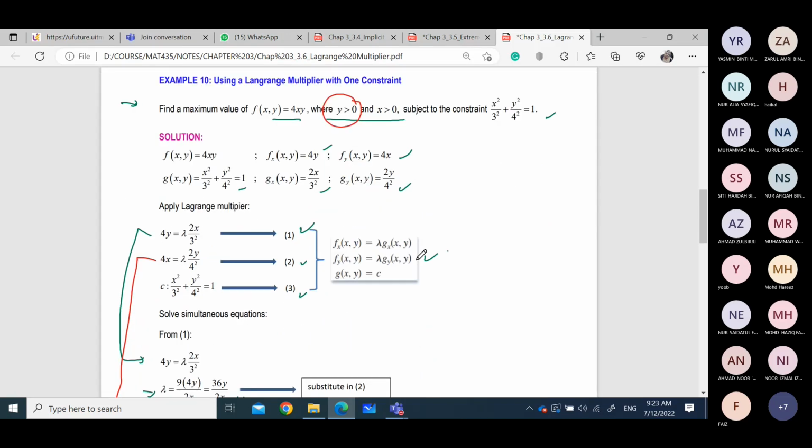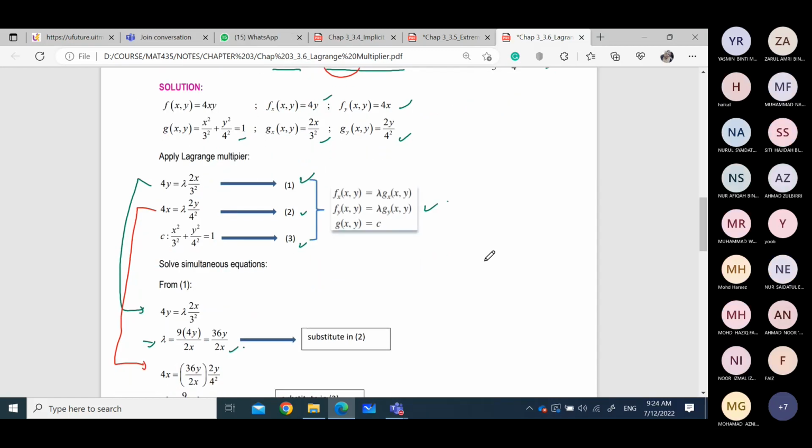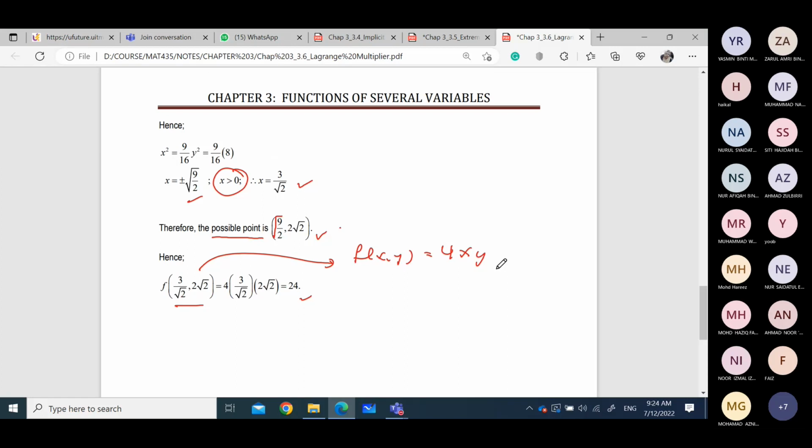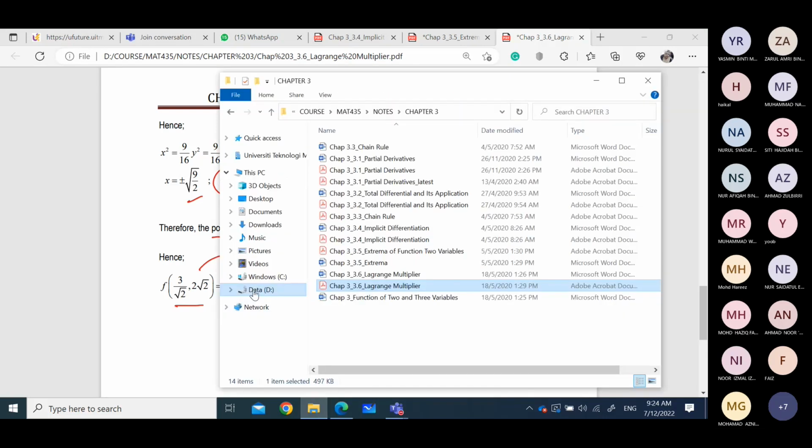So Lagrange multipliers is more simple compared to relative maxima. Okay, so that is all for Lagrange multipliers. Okay, any questions, class? None. Alright, so you can do a past year question.